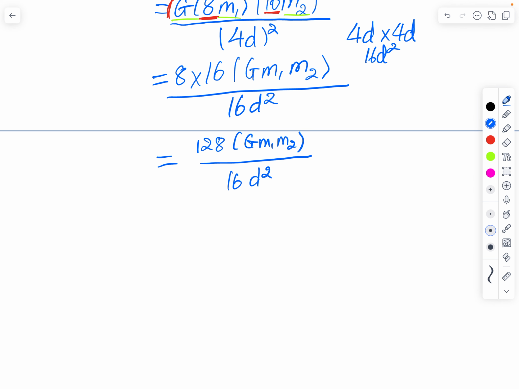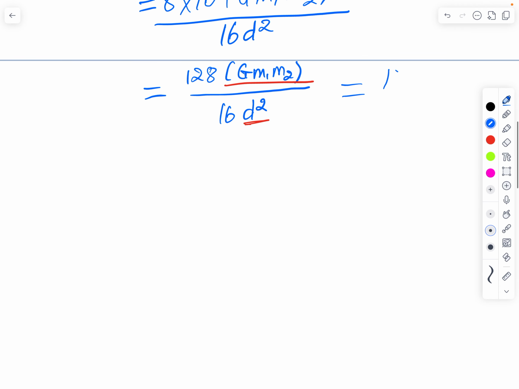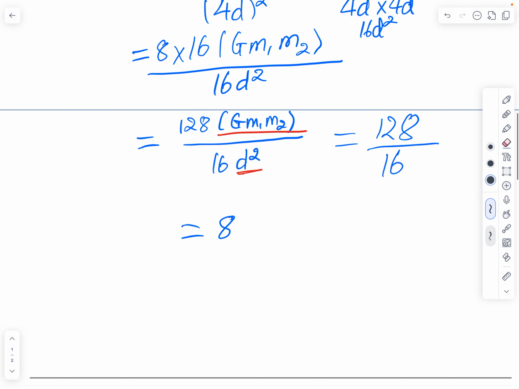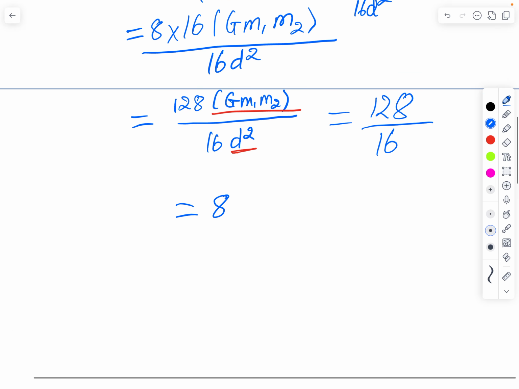At this point, for this type of problem, you don't really need to care too much about the letter part because they don't have a value. You can write it without them. You can also write it as 128 over 16 and solve for it. So 128 over 16 is 8, right? And the factor that the equation will be multiplied by is 8.